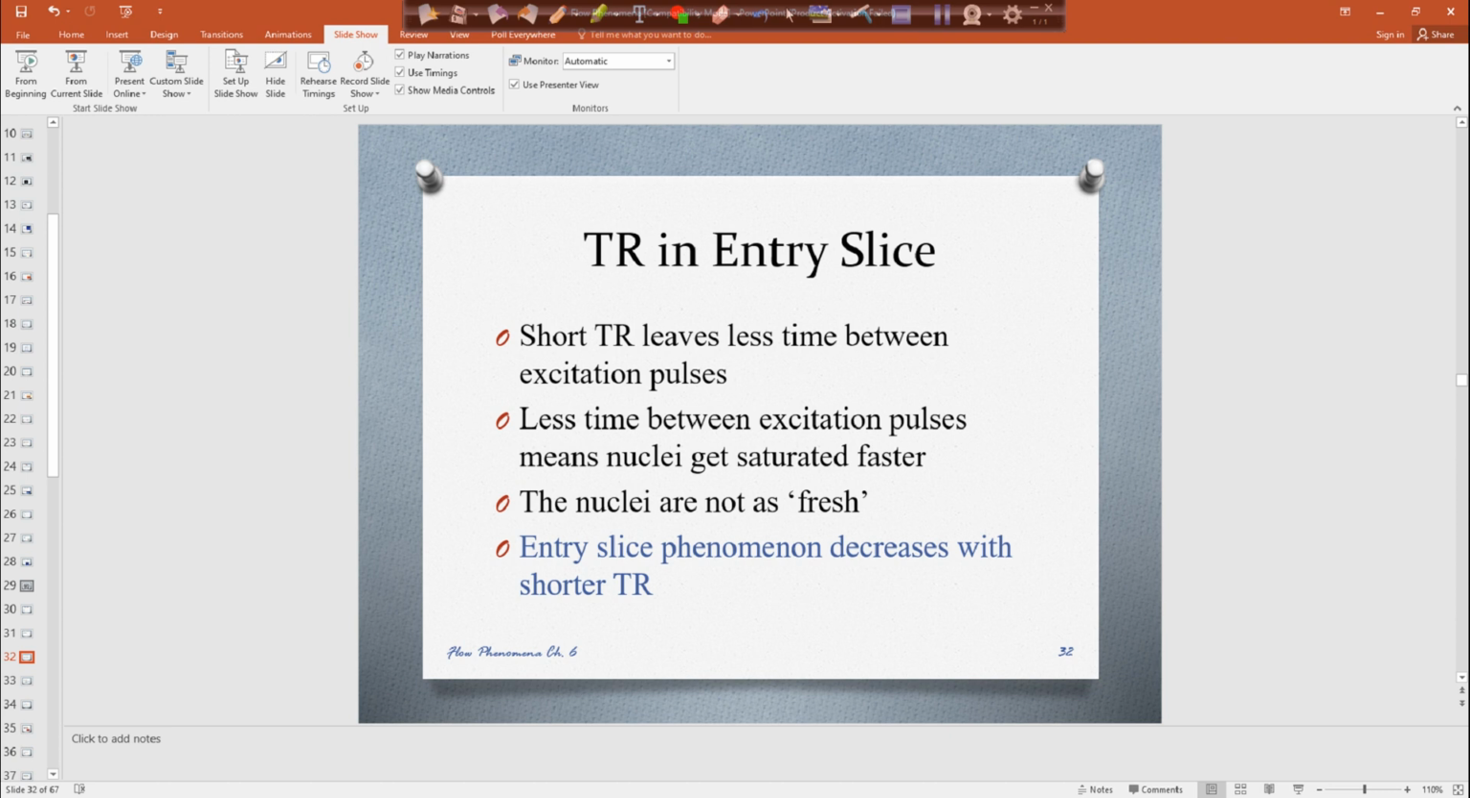So less time between excitation pulses means nuclei get saturated faster, because they're going to see that next excitation pulse a lot quicker. Those tissues are not going to be able to recover. So shorter TRs mean more saturation. We've seen this in gradient echo pulse sequences, and that's why we usually decrease our flip angle to compensate for that. So the nuclei are not as fresh, meaning less signal. So our entry slice phenomena, which usually we want bright signal, decreases because they're not as fresh with shorter TR.